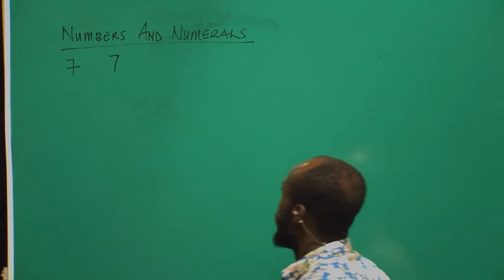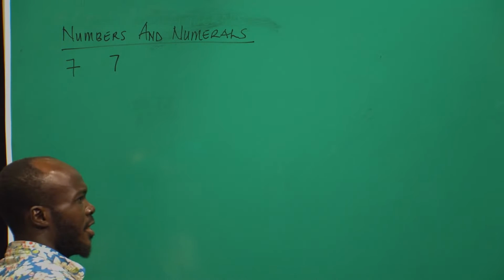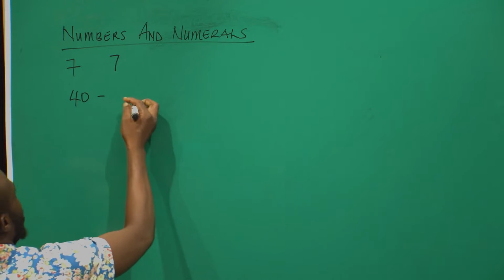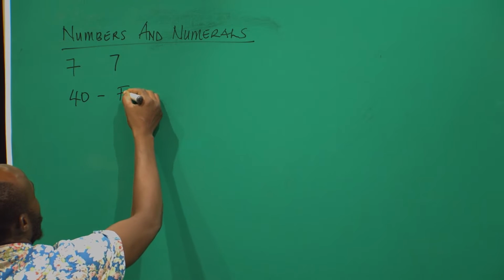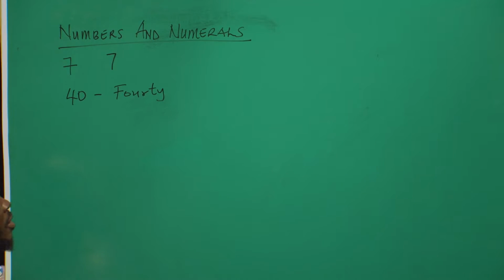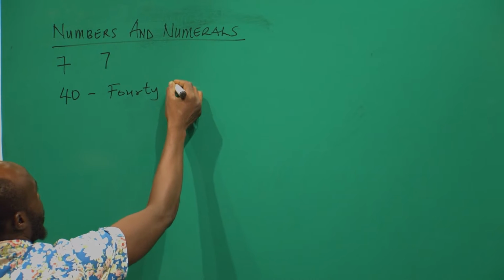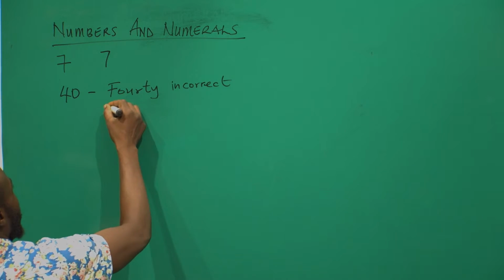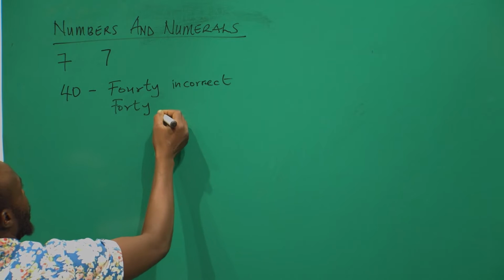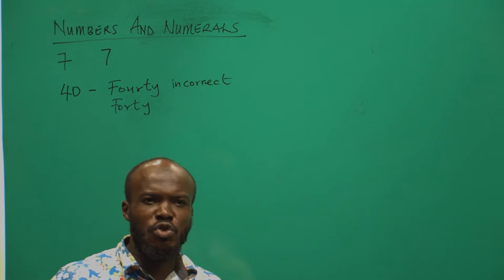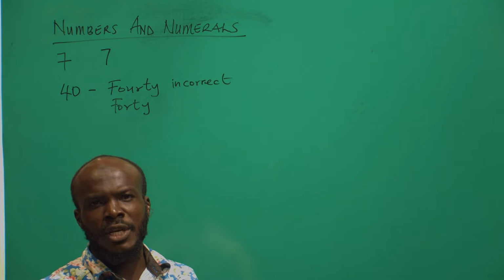Now, we should know the spellings of some digits, like 40. Students sometimes write it this way, but this is not right. The right one, this is incorrect. The correct one is this, 40. You should know the spellings of thousand, the spellings of billion, the spellings of millions.